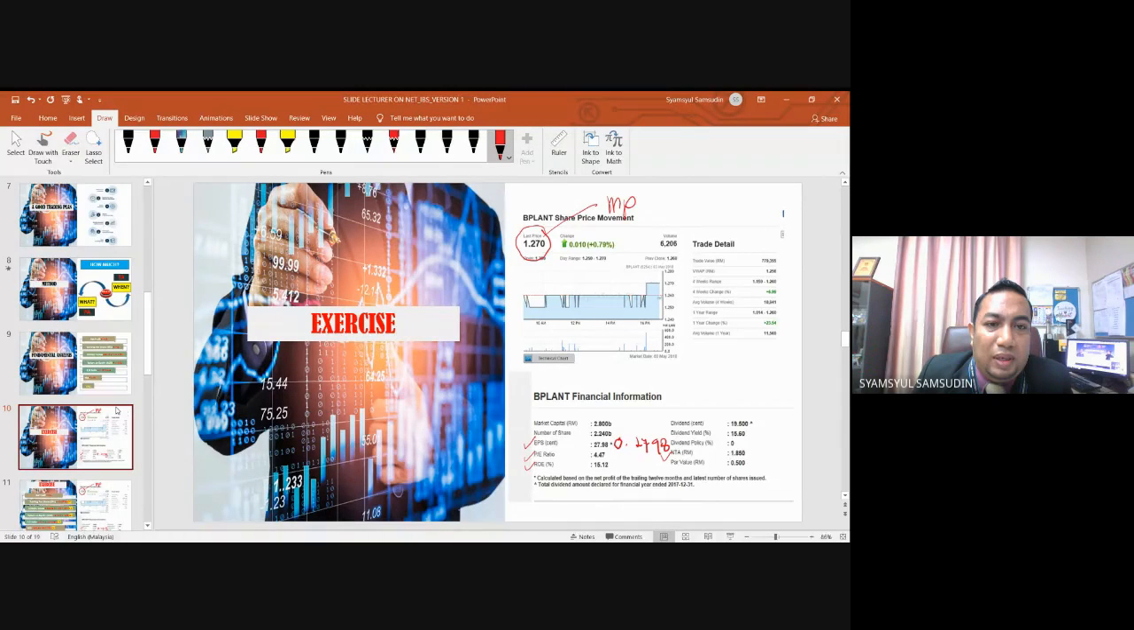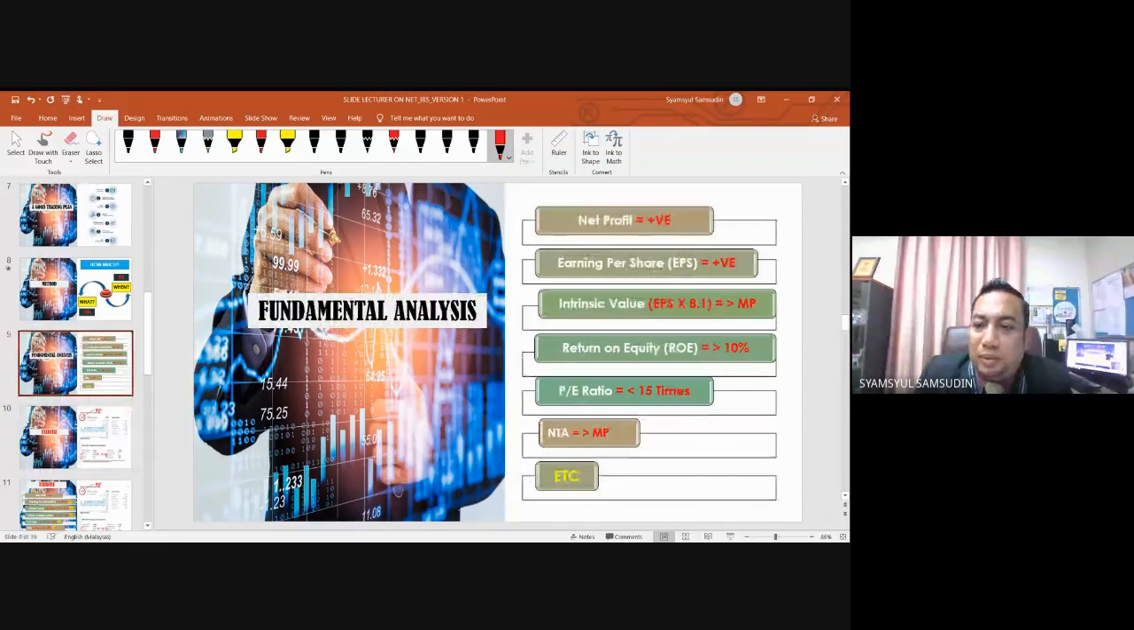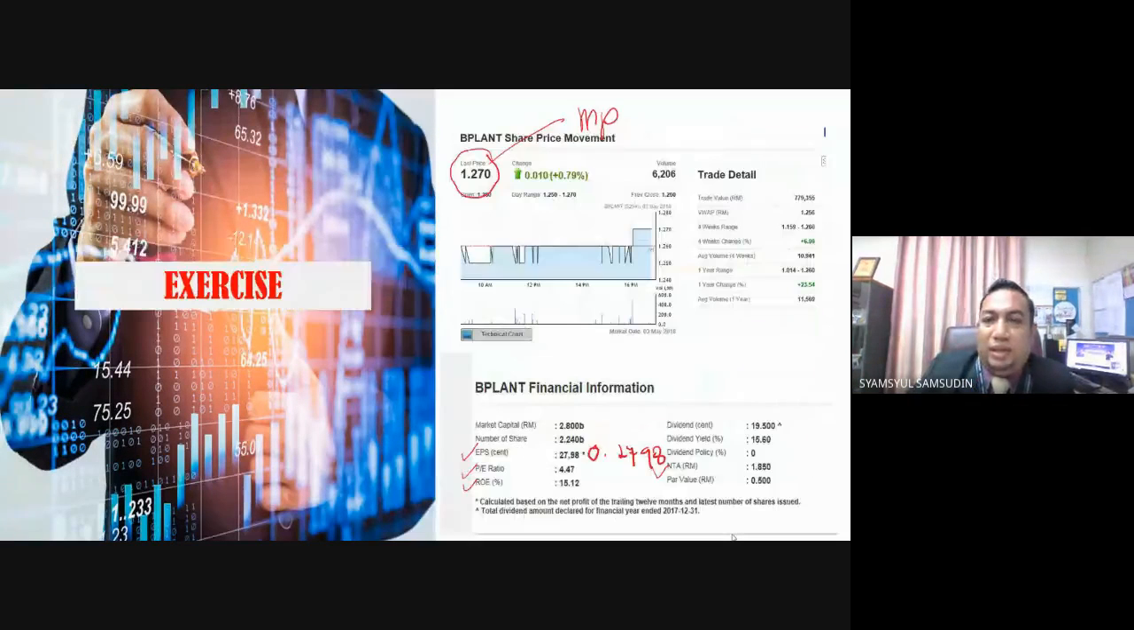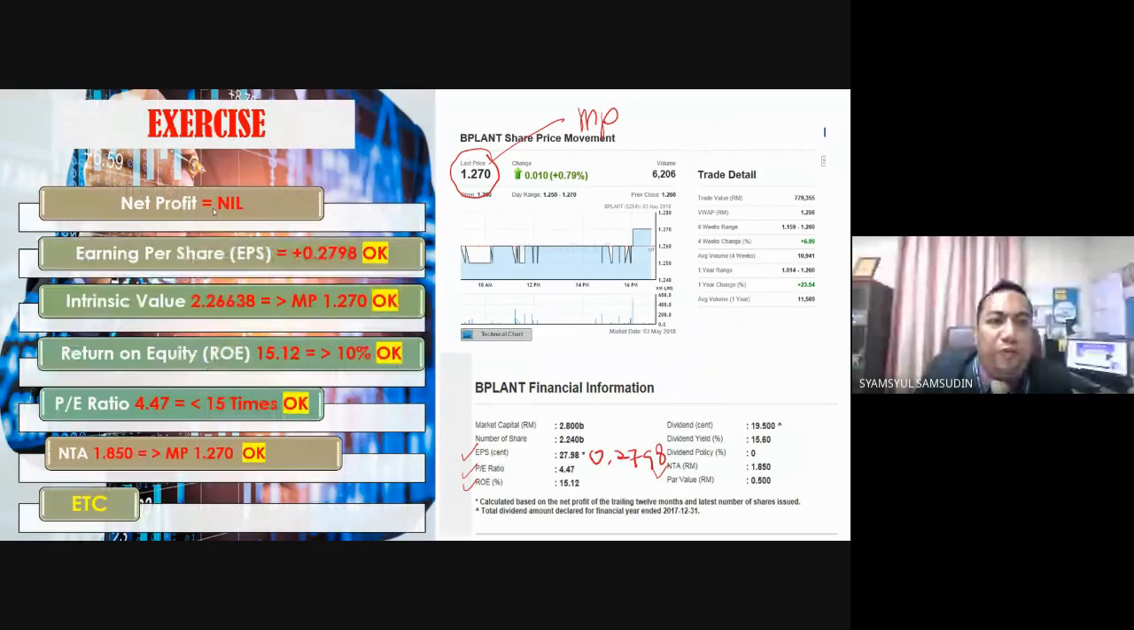Here, this is the criteria. Okay, never mind. This is what I share with you, the information. So we want to analyze that particular company. Net profit here: they do not have information on net profit, so I put nil. EPS, earnings per share, is 0.2798. So this is a positive EPS. Just as I mentioned earlier, the EPS should be a positive value. So the first criteria is okay because the EPS has a positive value.